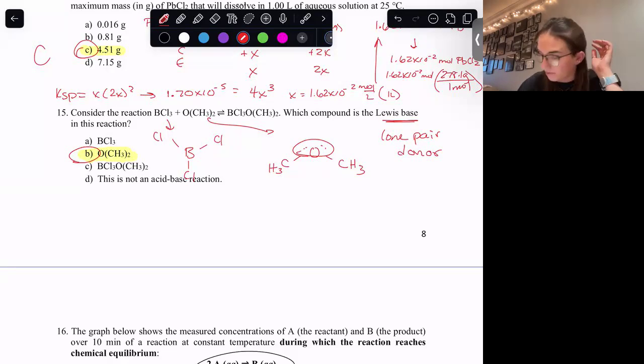Oxygen has 2 lone pairs, and it has the methyl groups hanging off at the side. A Lewis base is a lone pair donor. So those lone pairs can donate to bromine in order to form the complex ion.